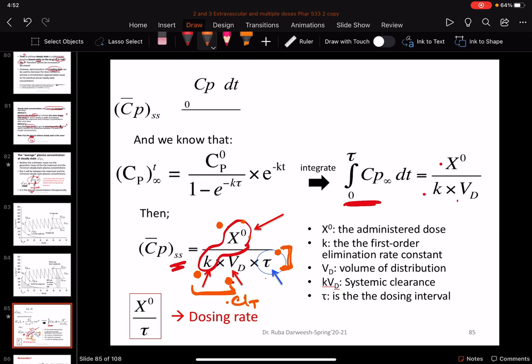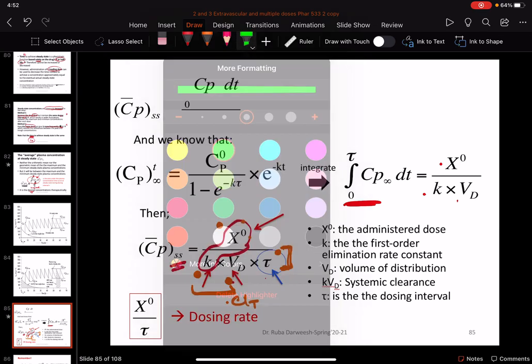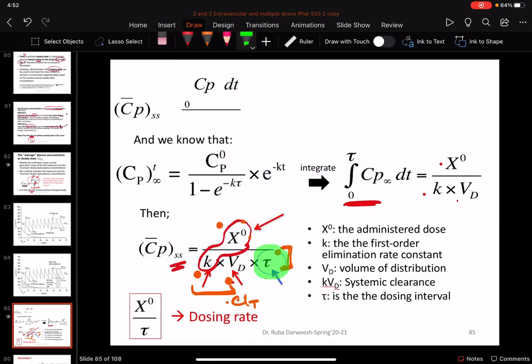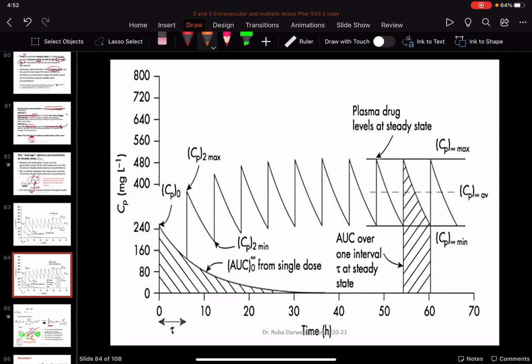Or in other words, by changing the dosing interval, I can determine the target concentration by knowing those parameters. Okay. And we mentioned also, according to this, that the area under the curve from 0 to tau at the steady state is equivalent, according to the math and what we know, to the area under the curve from 0 to infinity of a single dose. So again, area under the curve from 0 to tau at steady state is equivalent to the area under the curve from 0 to infinity.